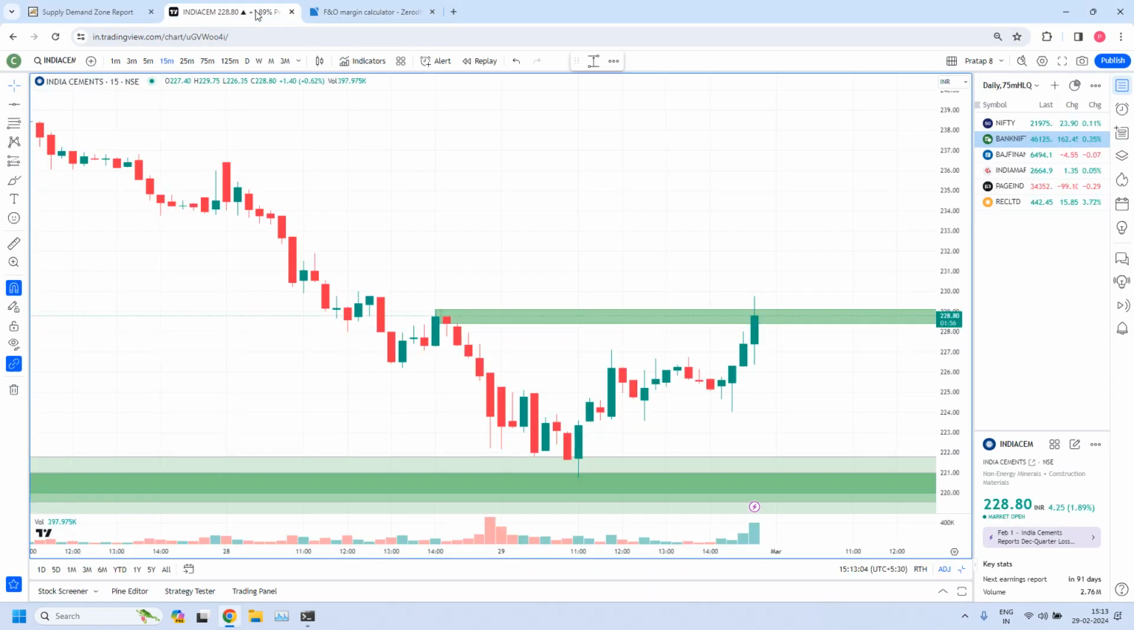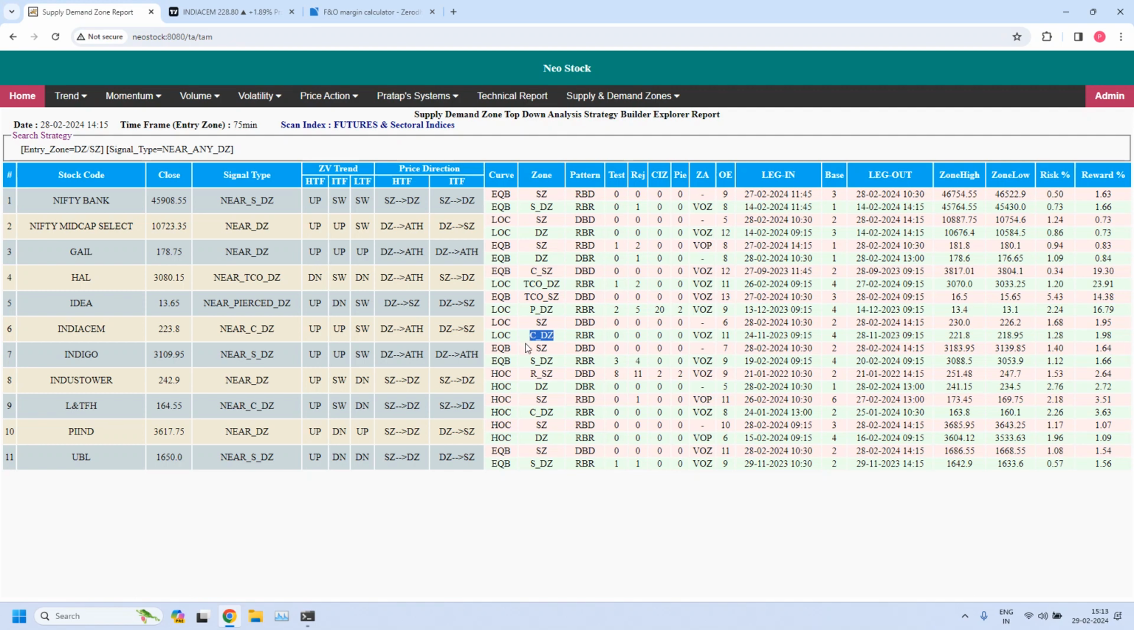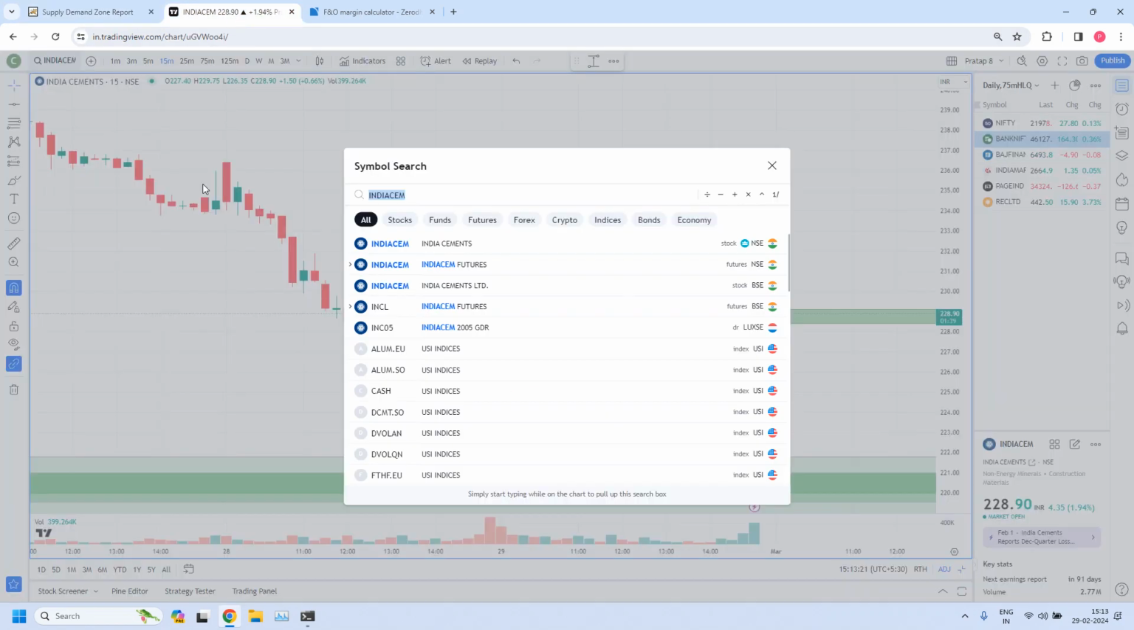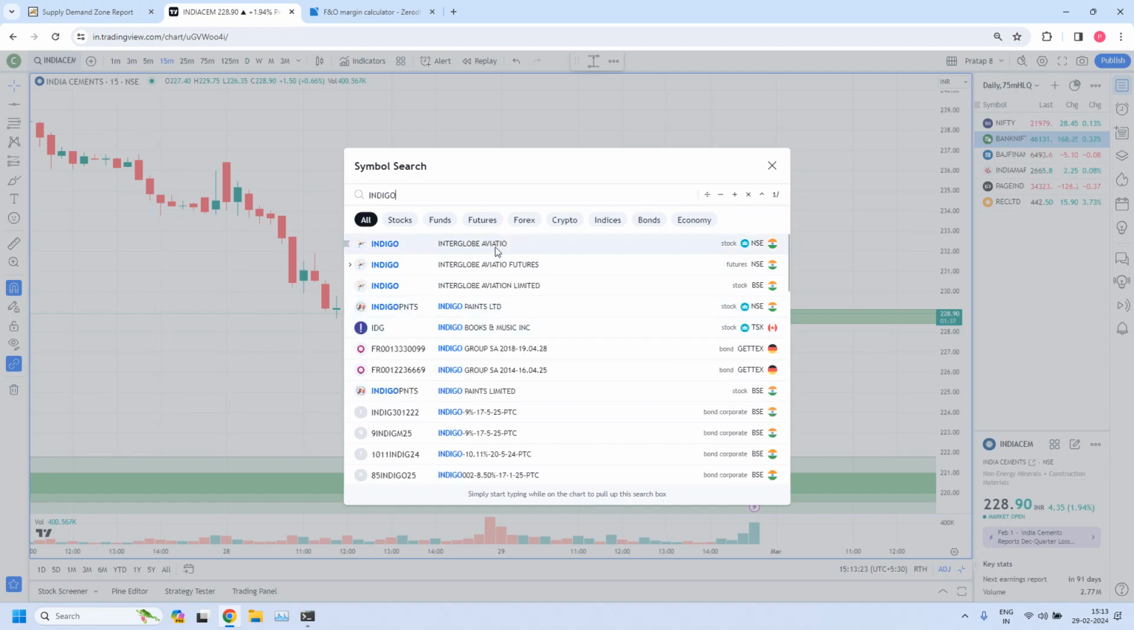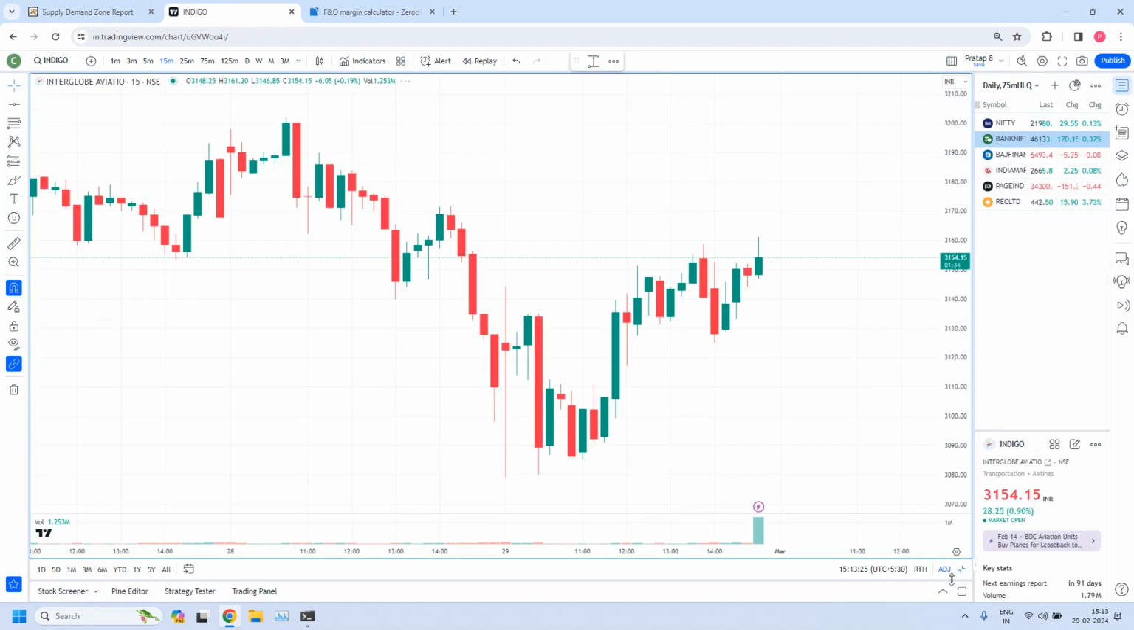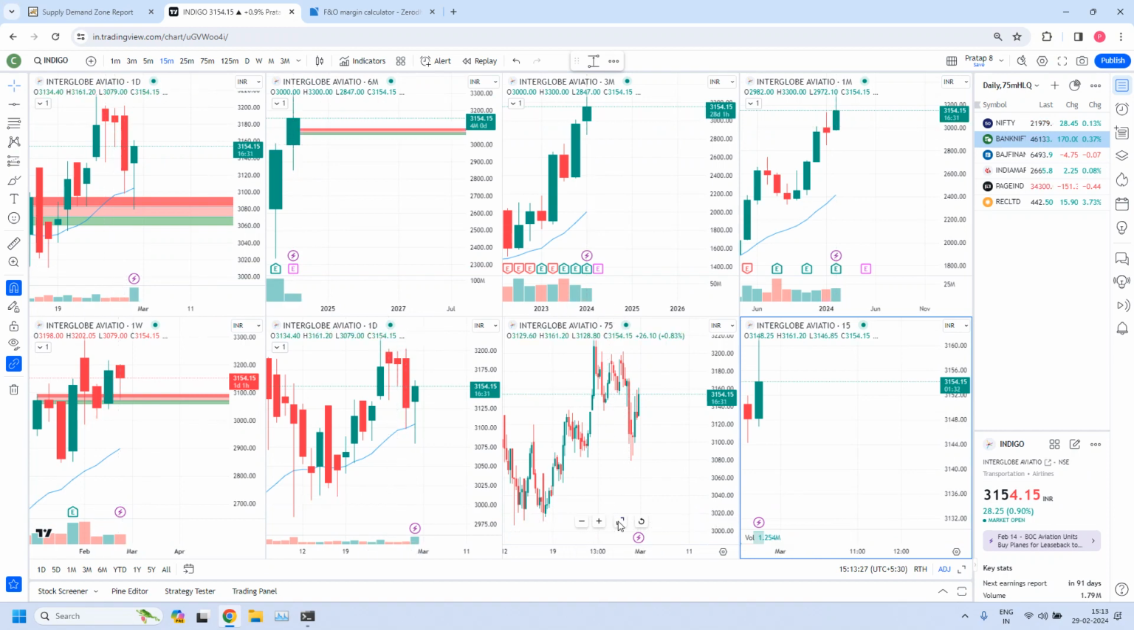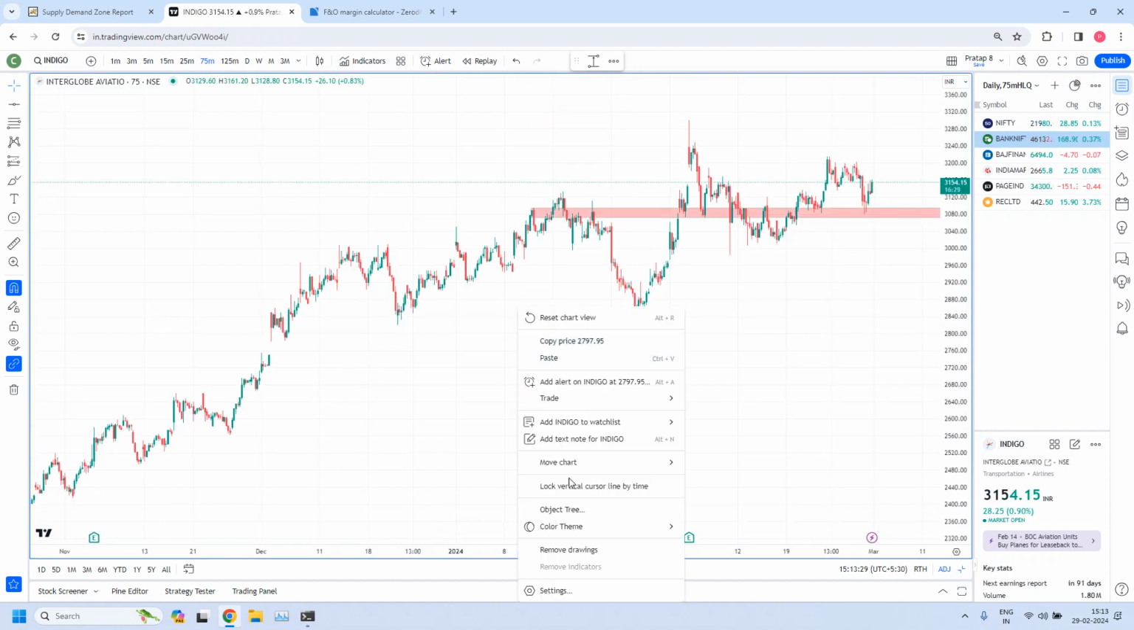Now let us look into the next chart. Any other high liquidity zone? Yes, Indigo is there. A lot of high liquidity zones yesterday, but we missed them. Indigo already tested 3 times. Let me open Indigo. Let me go to the 75 minutes time frame.